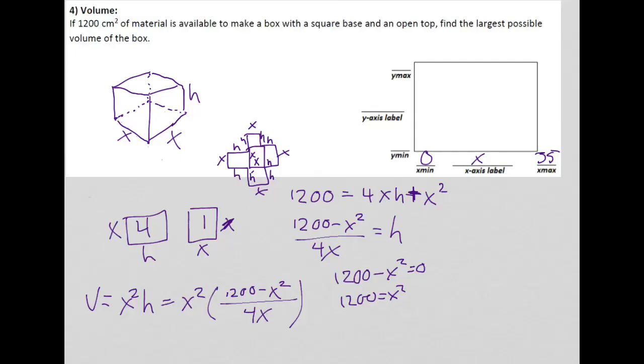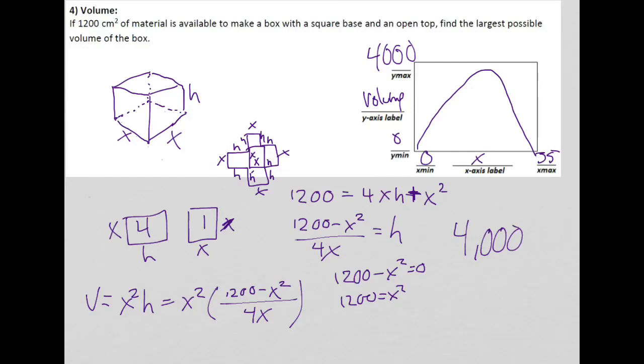So when I zoom fit it, it gives me a y max of 4,000 up here. And again, y is representing the volume. Y min is 0 there. And the graph looks pretty awesome, just like that. And so, find the largest possible volume of the box. Well, the largest possible volume of the box is 4,000, and we are talking about centimeters cubed.